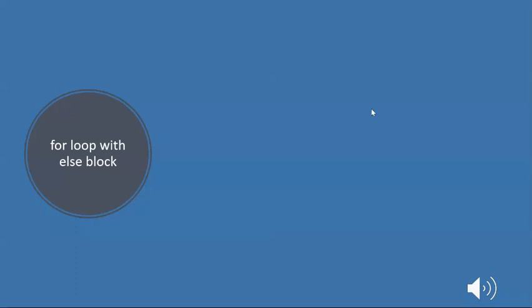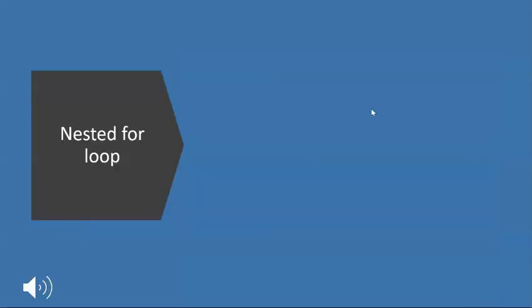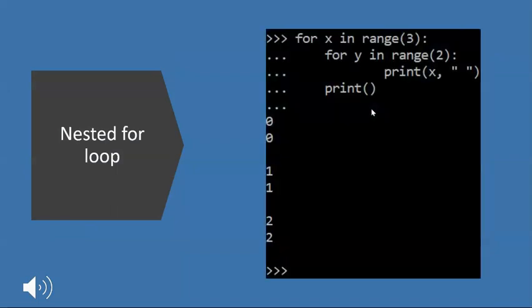This example shows the for loop can be used with an else block, similar to an if statement. The for loop may have an else branch to do something other than those inside the for loop. This example shows that in the else branch, we print something like "else block of for loop". And similarly, for loops can be nested. This example shows a for y loop nested in a for x loop.